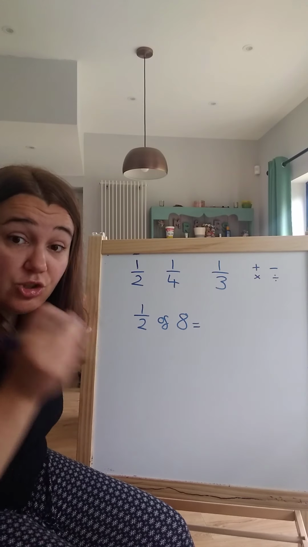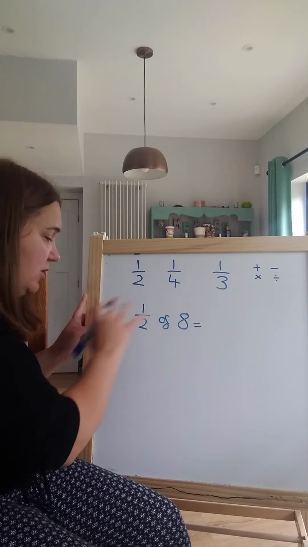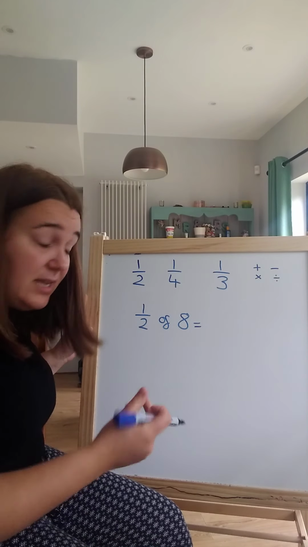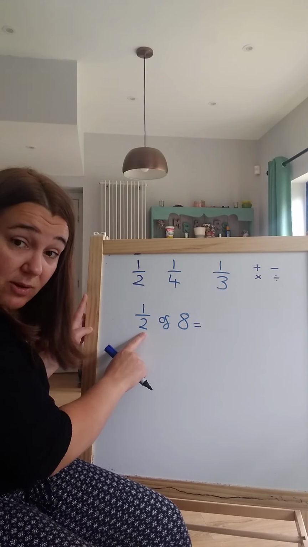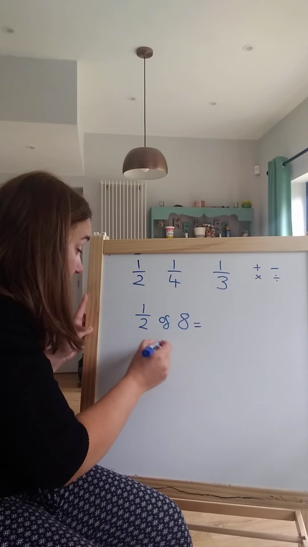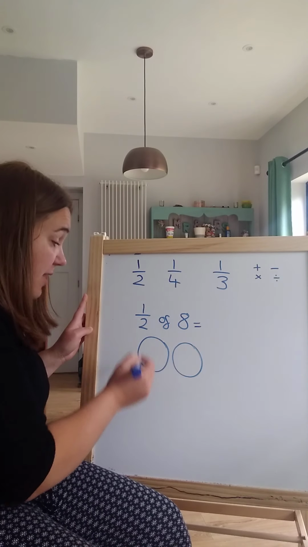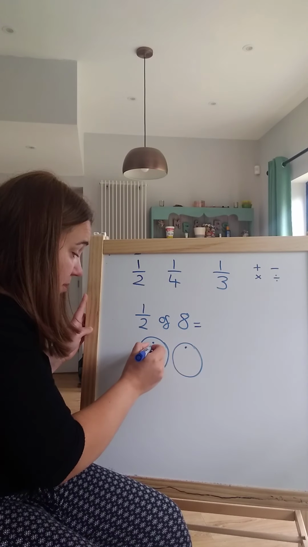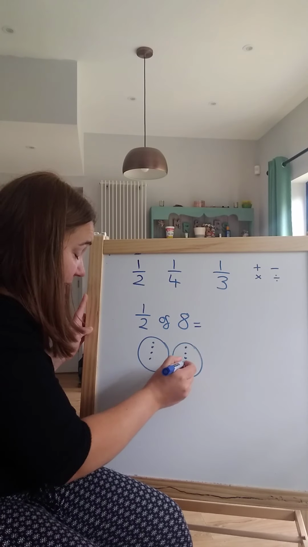And we use sharing circles, okay? So we do sharing when we're doing a fraction of a number. So how many circles do I need for a half of 8? It's this bottom number you look at. I need 2, okay? Because I'm sharing them between 2. I'm halving it. Then what I do is I share out 8. 1, 2, 3, 4, 5, 6, 7, 8.